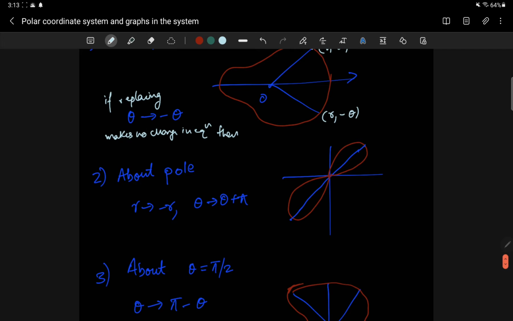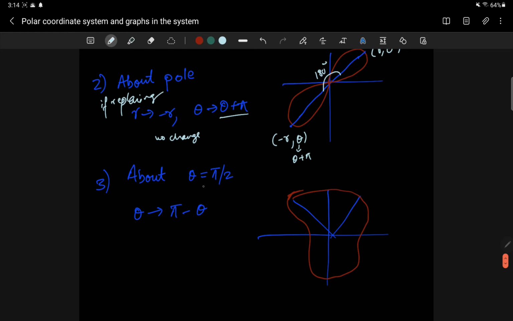Okay. Now that's because, remember, if you have a negative theta, then that's just a clockwise rotation as opposed to counterclockwise. The second one is if replacing r by negative r and theta by theta plus pi makes no change. So it means there's a symmetry about 180 degrees. If you take this point r, theta, then the one that's diagonally opposite it, negative r, theta, is going to be the same. That's because this is exactly theta plus pi. Right? This is 180 degrees.